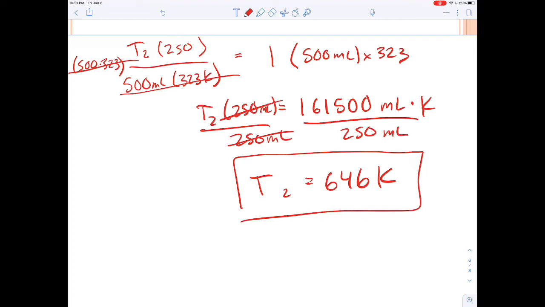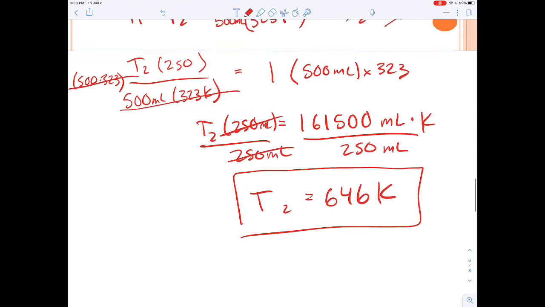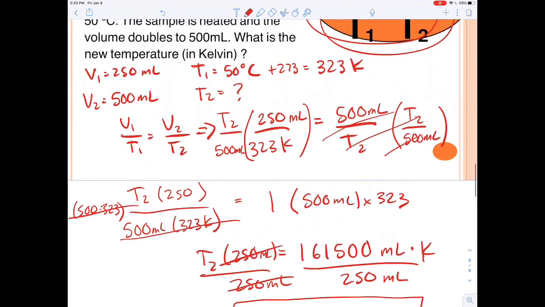Okay, the key thing is that we need to keep the temperatures in Kelvin. So that's how you solve Charles's Law problems. Make sure you refer to this to help you with the 2 practice problems on your worksheet.